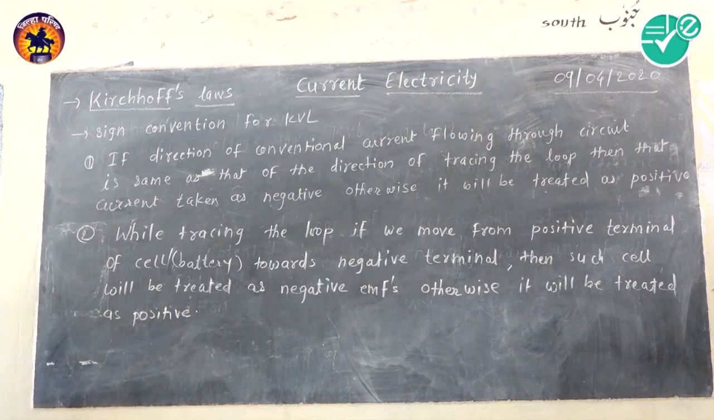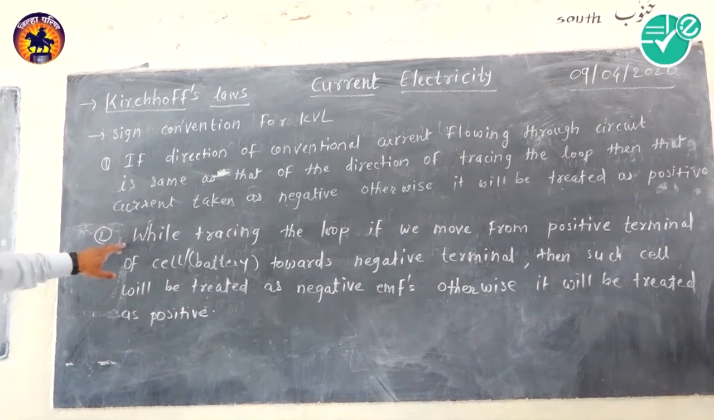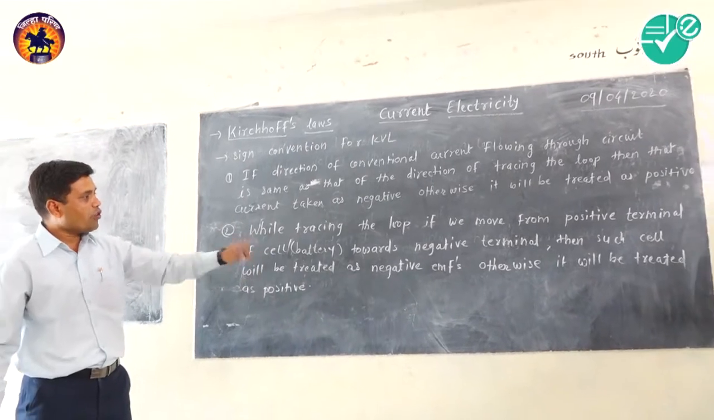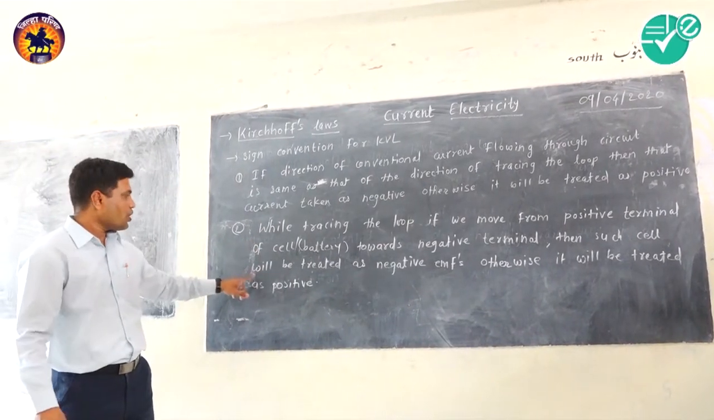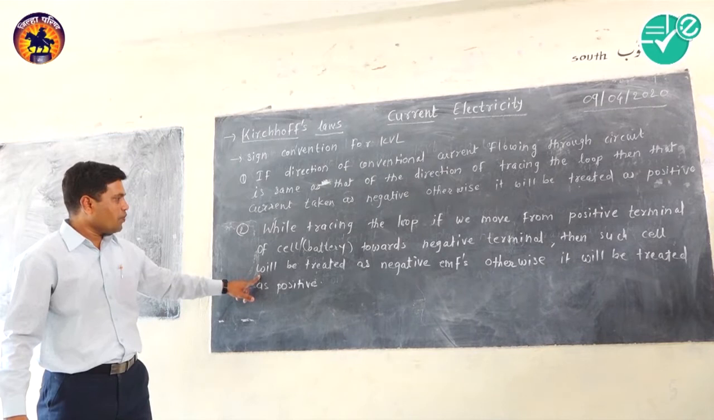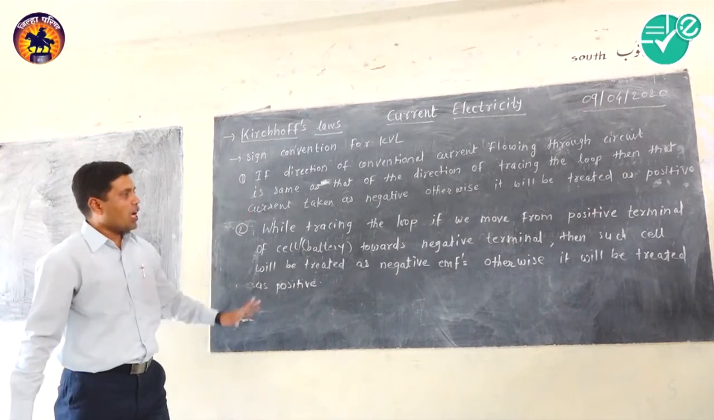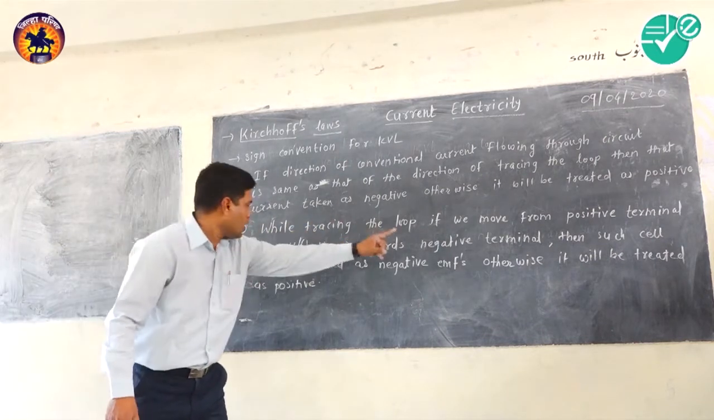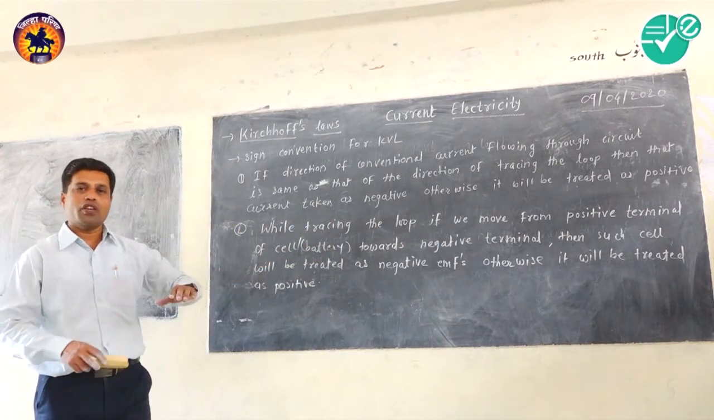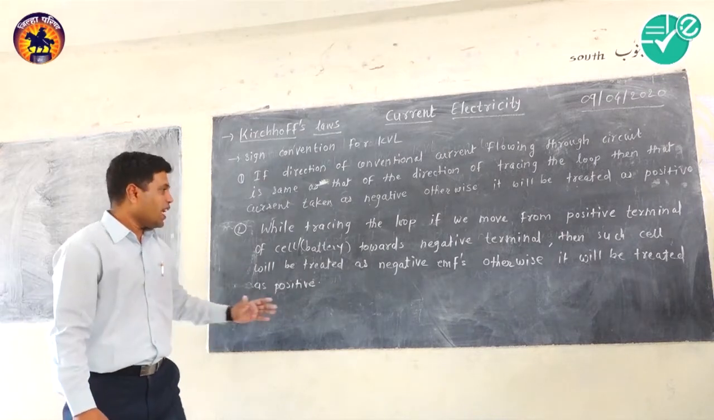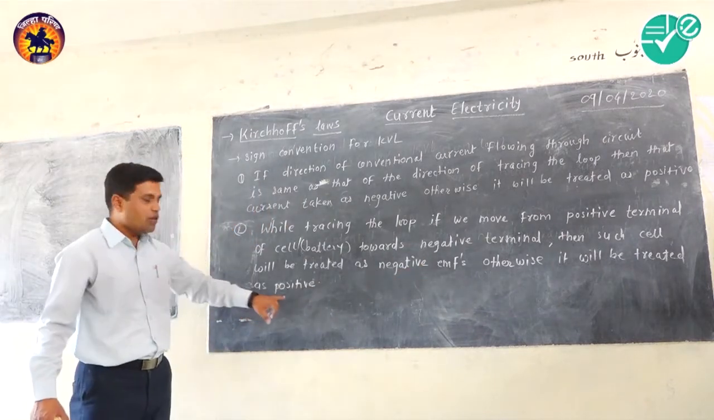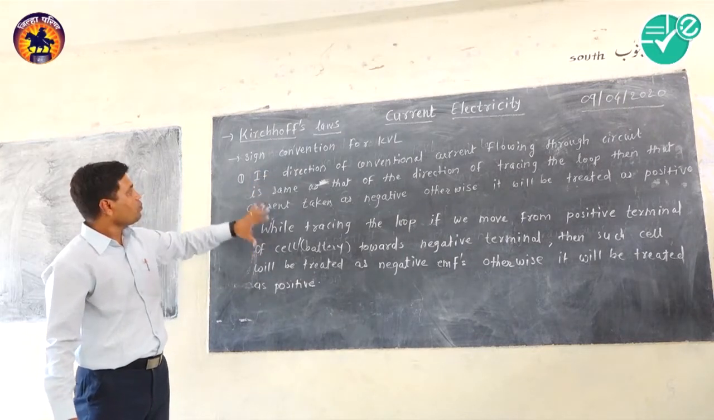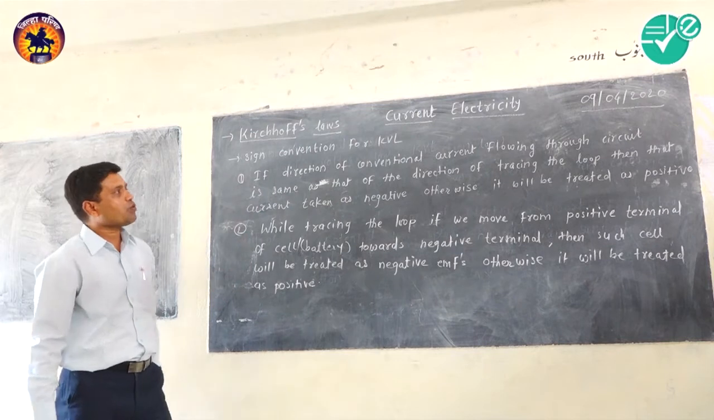This is a very important law. While tracing the loop, if we move from the positive terminal of a cell towards the negative terminal, then such EMFs will be treated as negative EMFs. Otherwise, if you are moving from negative to positive, then you have to take that EMF as a positive EMF. So these are two important sign conventions while applying Kirchhoff's voltage law.